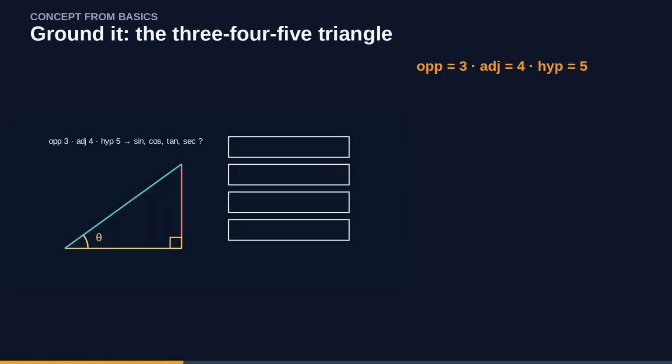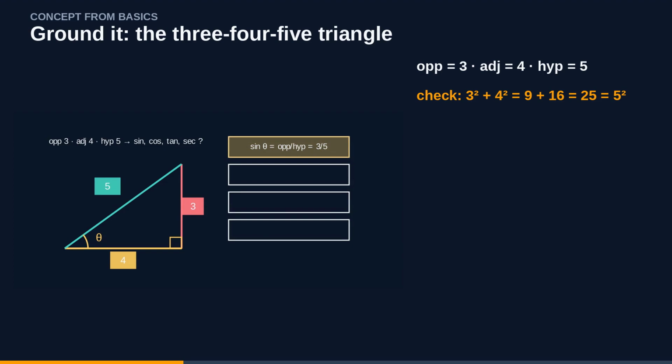Grounded on the triangle from Lesson 1, opposite 3, adjacent 4, hypotenuse 5. Run the check. 3 squared plus 4 squared is 9 plus 16, 25, exactly 5 squared. Keep those 3 squares in view because every identity in this lesson is born the moment we divide them. Now write the one ratio we will carry forward. Sin of theta, opposite over hypotenuse, 3/5.